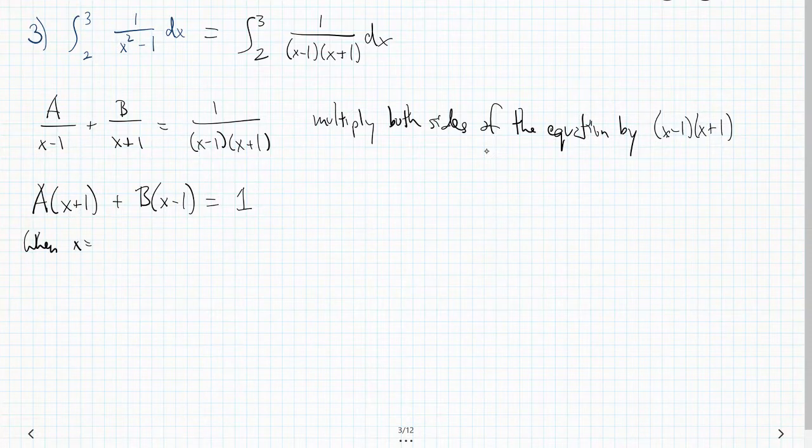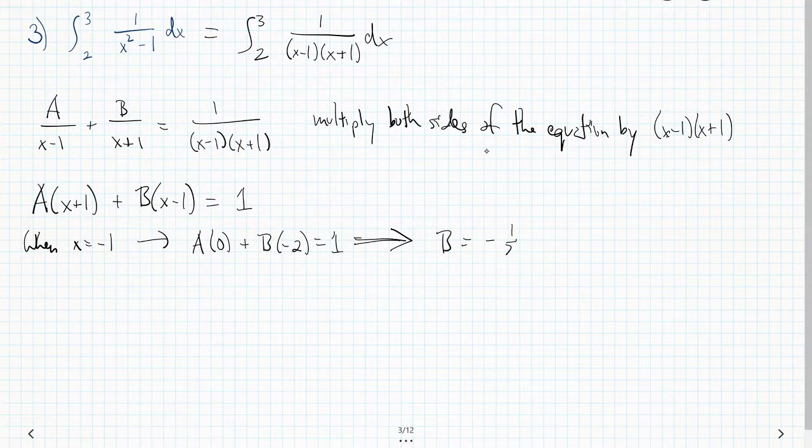When x equals -1, notice what do we have? Well, we'd have a times 0, so a times 0 plus b times -1 minus 1, which is -2, equals 1. So what does that do? Well, that implies the a disappears and you get b equals -1/2. So you're done with that part.